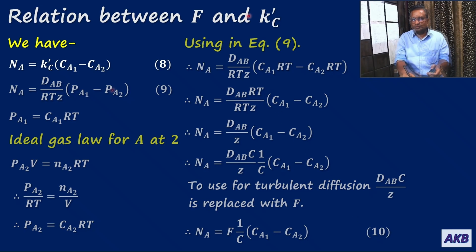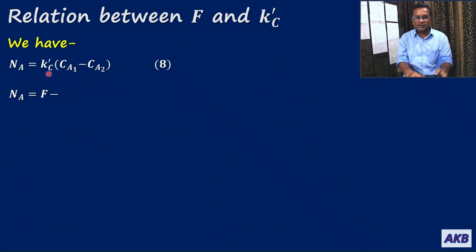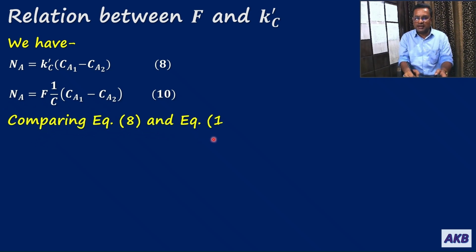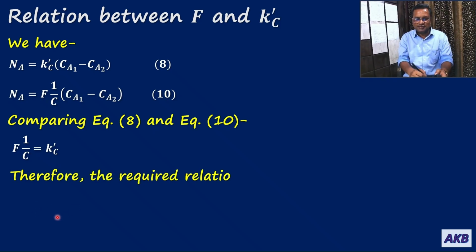Let us continue. So we have equation 8, Na = K'c × (Ca1 − Ca2). And we just got equation 10, which is Na = F × (1/C) × (Ca1 − Ca2). Now we will compare equation 8 and equation 10. So if we do that, it will be F × 1/C = K'c. Therefore, the required relation in this case is F = C × K'c. So that is the relationship between F and K'c.